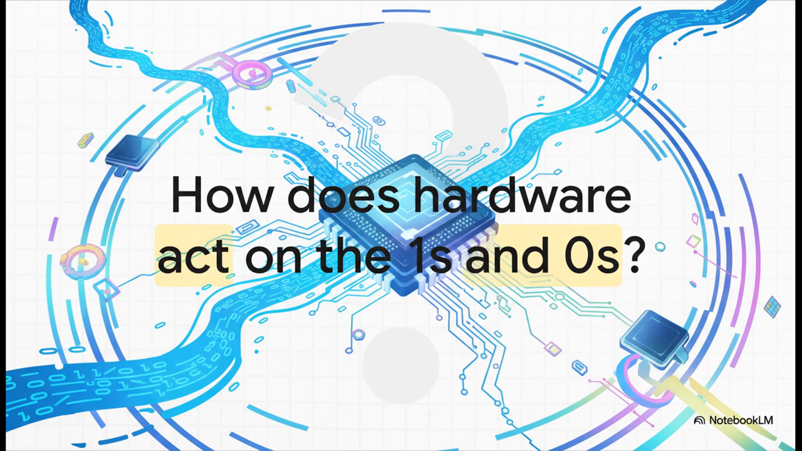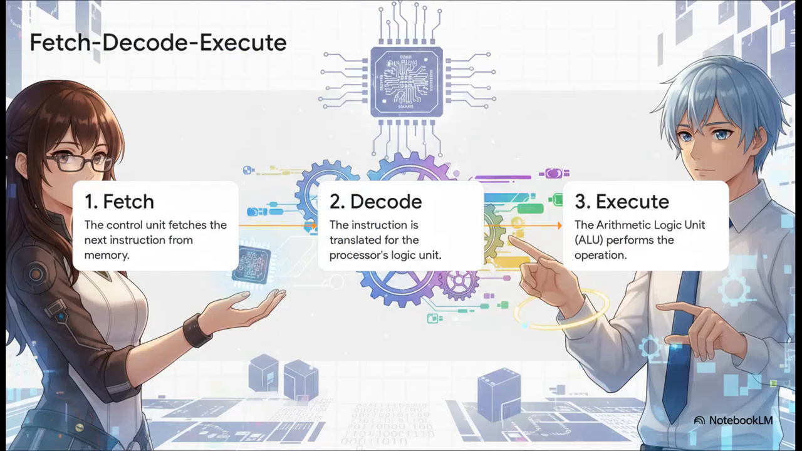Which, of course, brings us to the final step. We've got the ones and zeros, we know their instructions, but how does the physical hardware, the CPU, actually read them and execute them? Well, it happens through an incredibly fast, endlessly repeating cycle. This right here is the heartbeat of your computer, the fetch, decode, execute cycle. It's simple, but it's powerful.